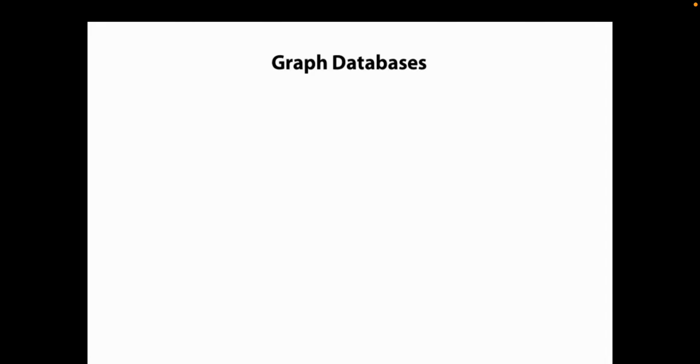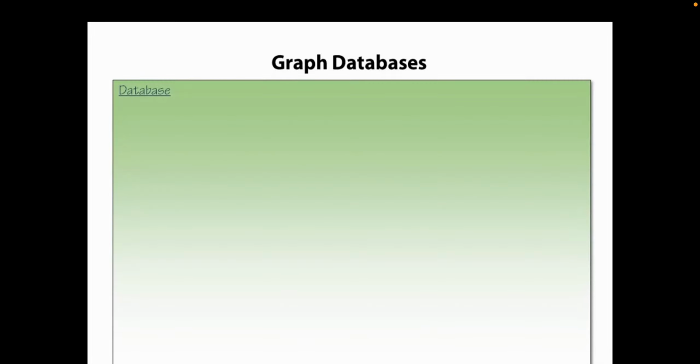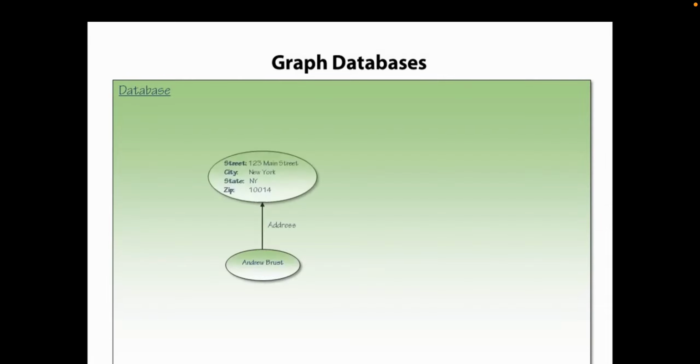The last of the four subcategories we need to look at are graph databases. Now, get ready for some different vocabulary here. We start with something familiar. We start with a database, but from there on, it gets rather different. We have what we call a node, and in this case, that node is Andrew Brust. We have another node which has 4 different properties in it: street, city, state, and zip. And between those 2 nodes, we have an edge. And the edge is given a relationship name of address.